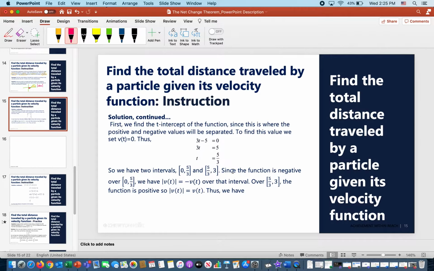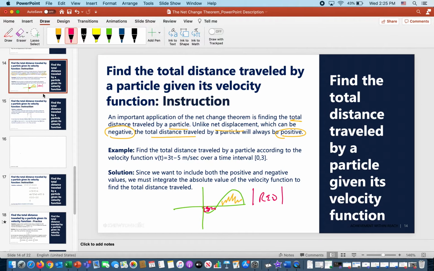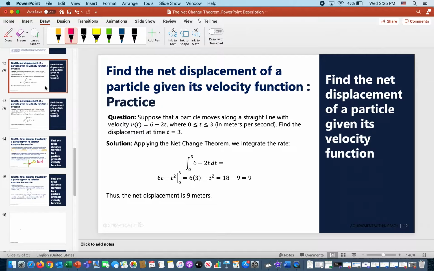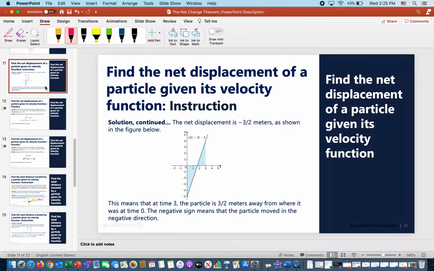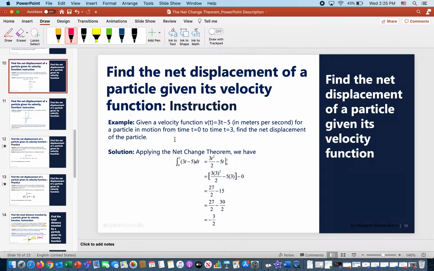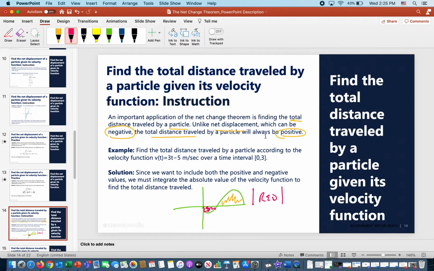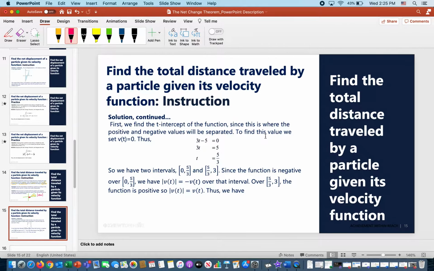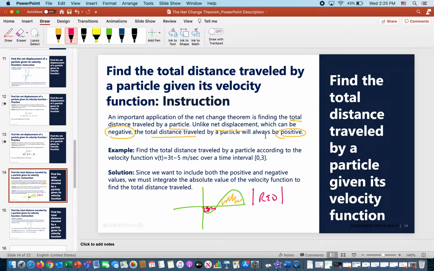Okay, so right here, in the problem we just finished looking at, this one right here, it says, given the velocity function v of t equals 3t minus 5, in the previous video, you looked at how to find the net displacement. But what we want to do is find the total distance traveled. In this example, find the total distance traveled by this particle over the time interval 0 to 3.